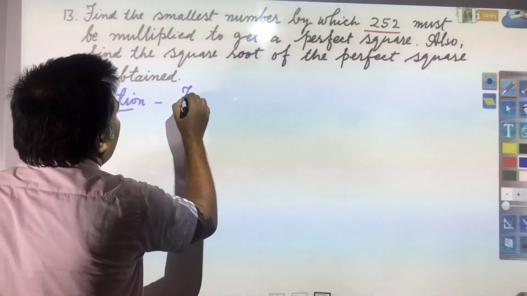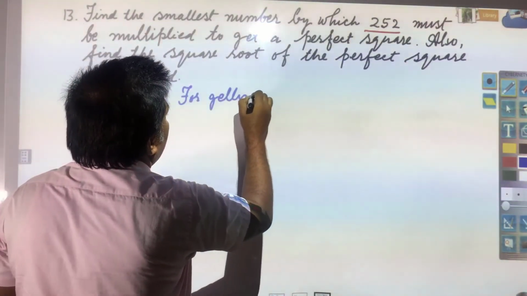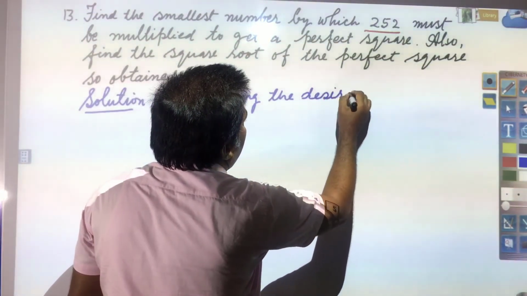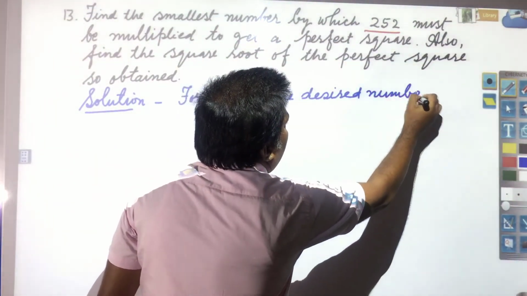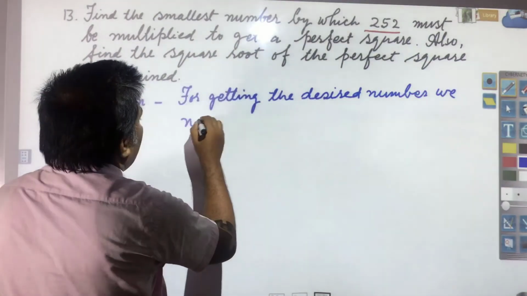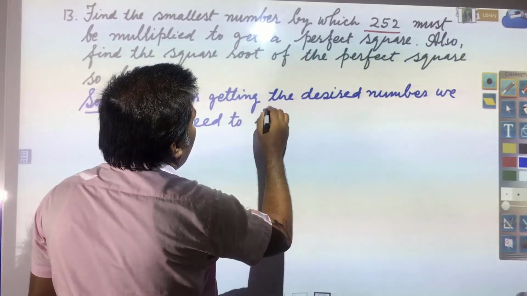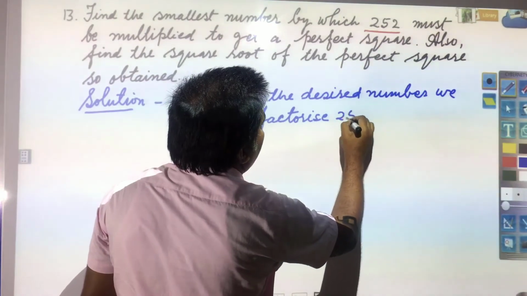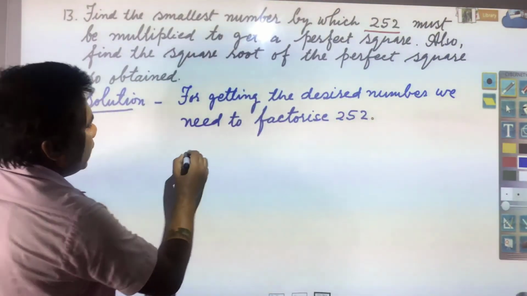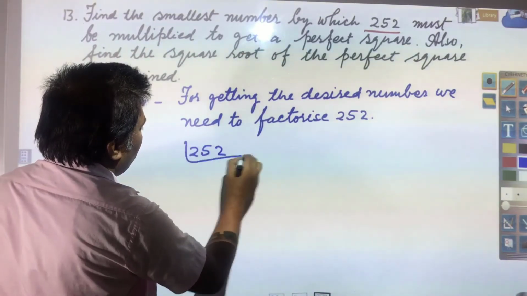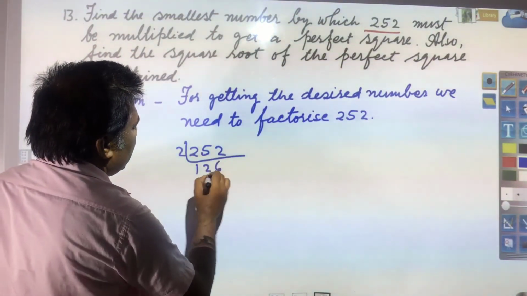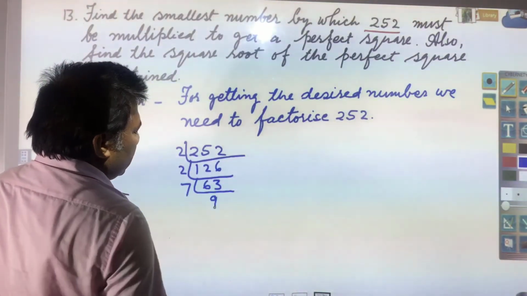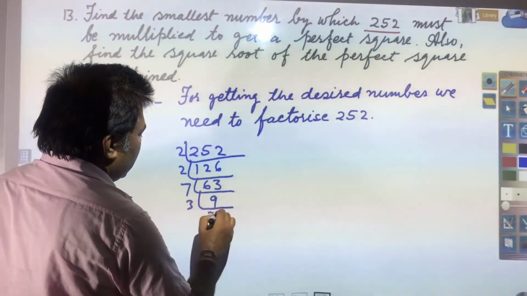What you will write for getting the desired number, we need to factorize 252. First you factorize this 252, 2 1 ja 2, 2 2 ja 4, 2 6 ja 12, 2 6 ja 12, 2 3 ja 6, 7 9 ja 63, and 3 3 ja 9.